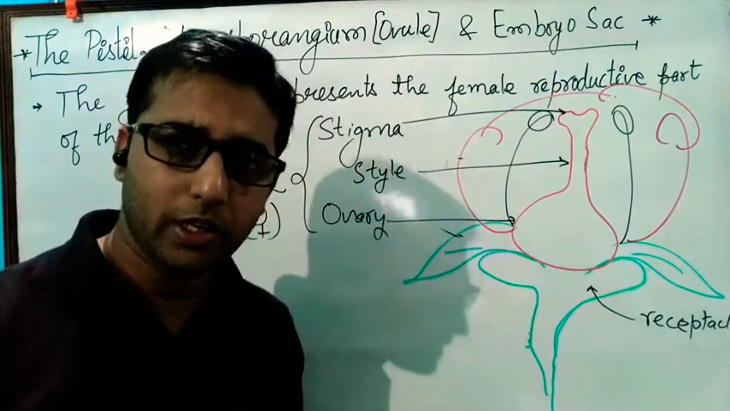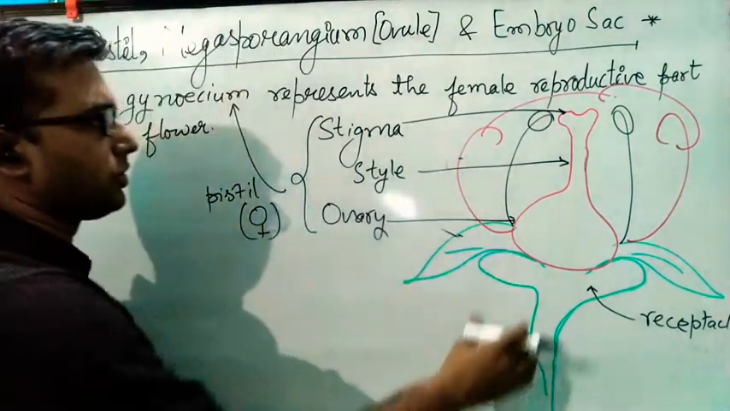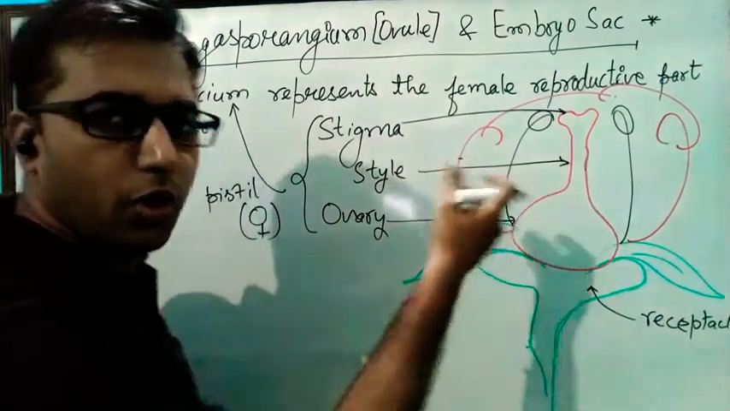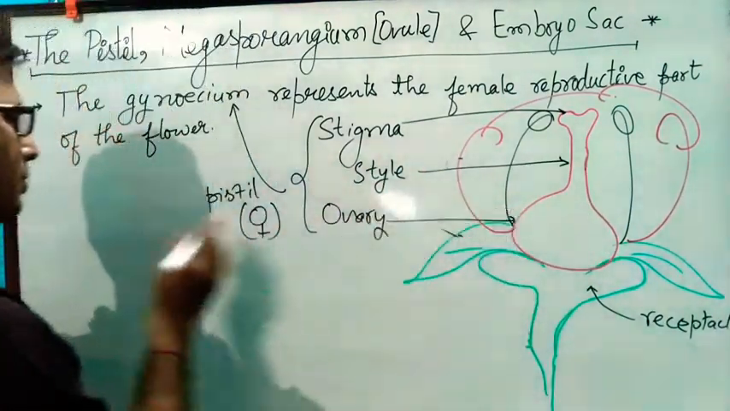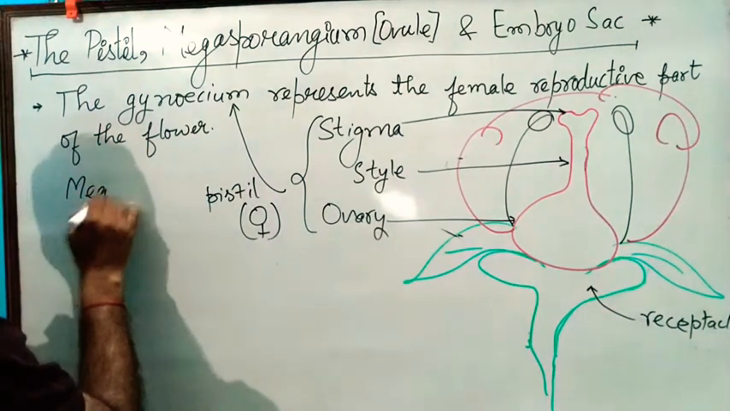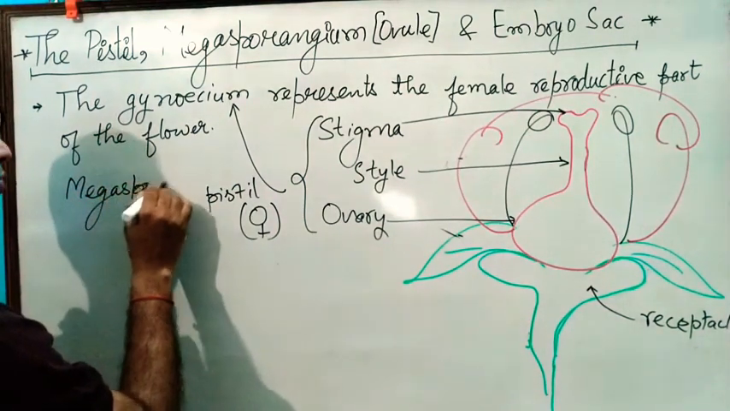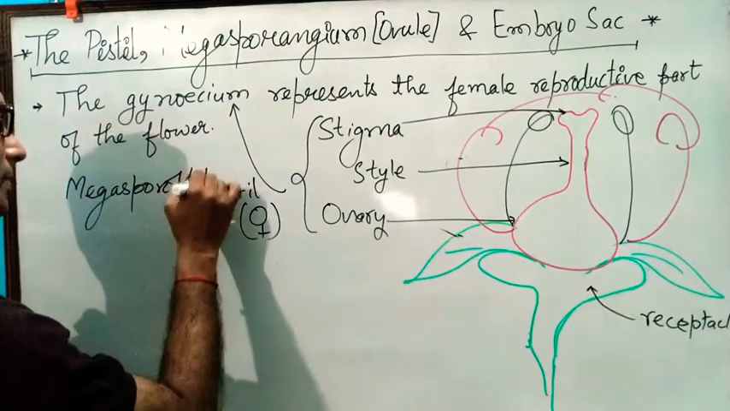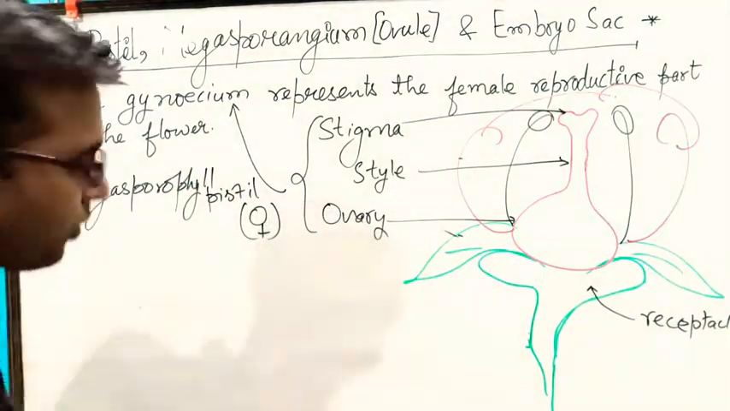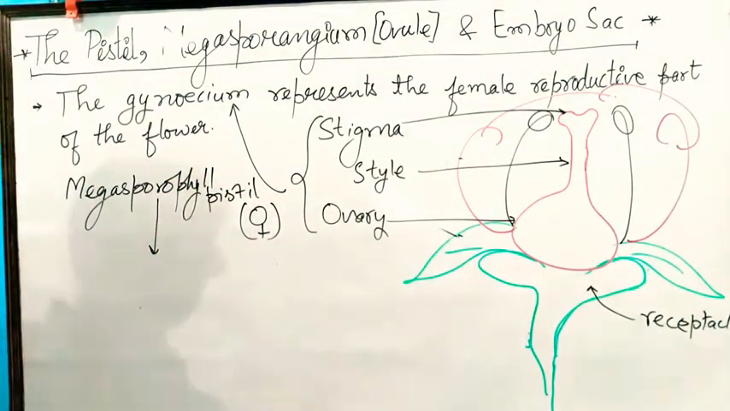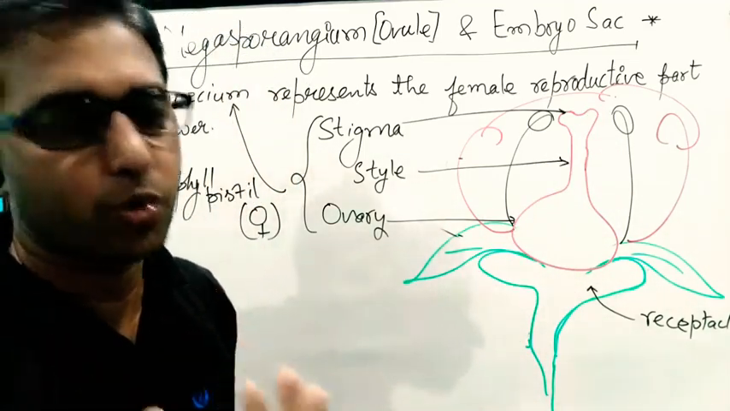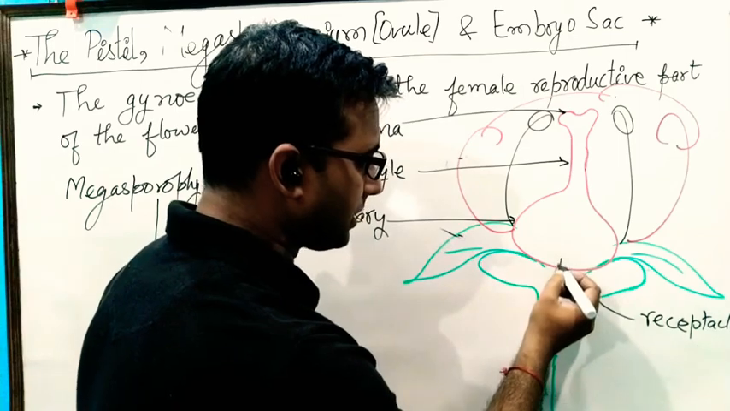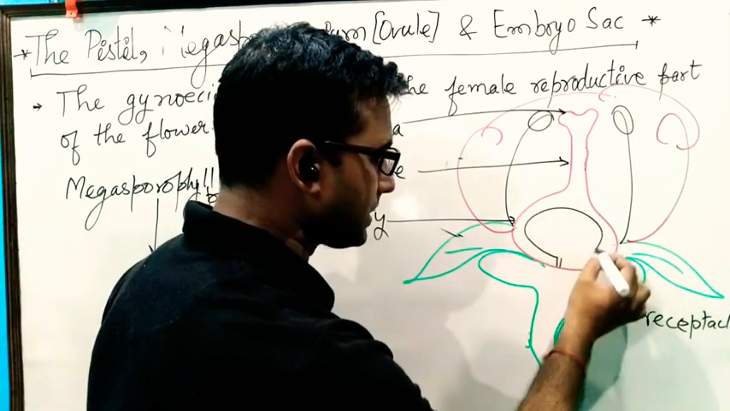Since the flower is a modification of the shoot, this is also a modification of the shoot system. Is it clear? This shoot or leaf structure which is now modified is known as the megasporophyll. The megasporophyll bears the megasporangium. The megasporangium is here, inside the ovary.